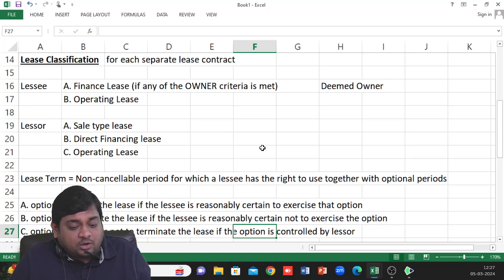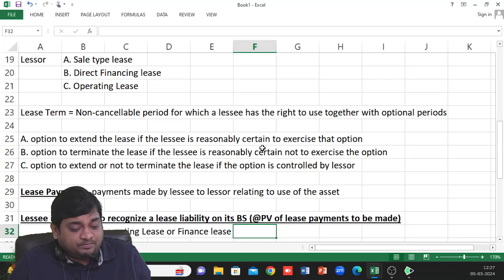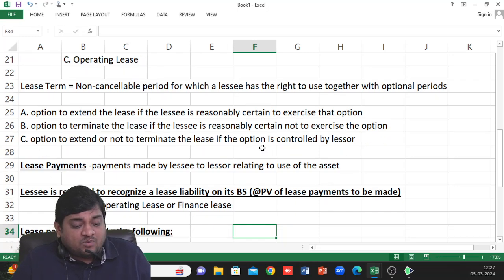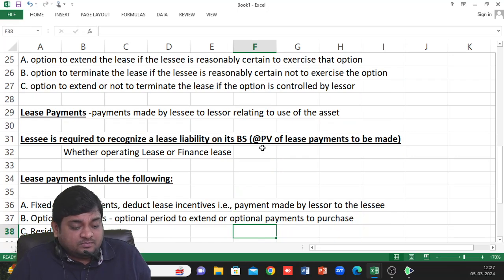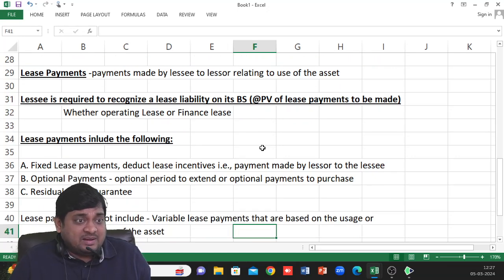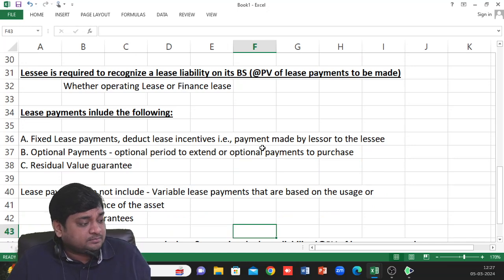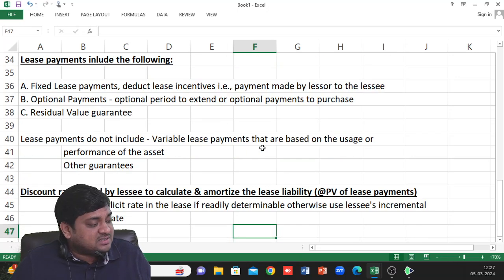Then we have talked about lease payments, which include fixed payments, optional payments also, and residual guarantee. Do not include variable lease payments or any other guarantee given by the lessee. And the discount rate is generally the interest rate. So use the implicit rate in the lease or the lessee's incremental borrowing rate. Having done this, it's our time to go for operating lease.